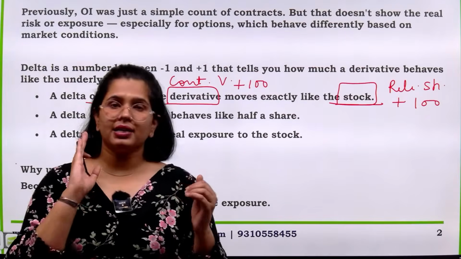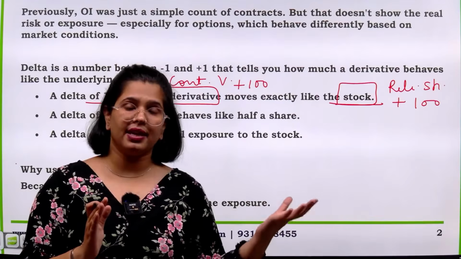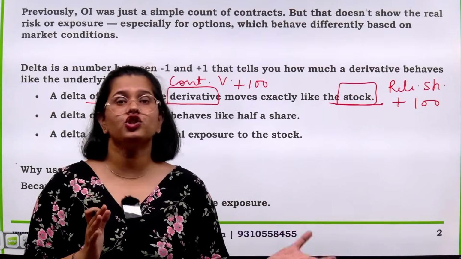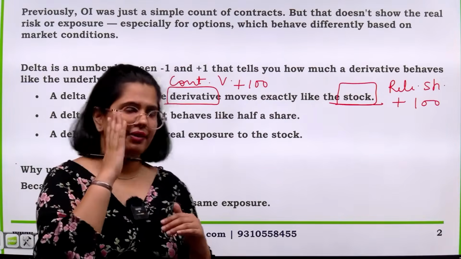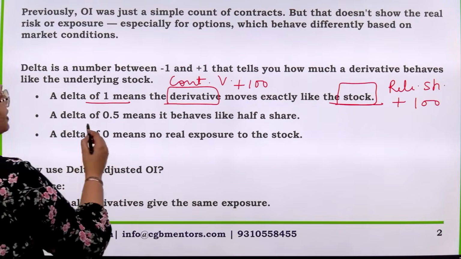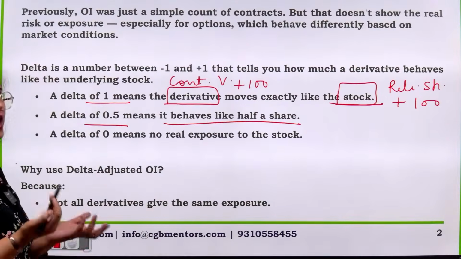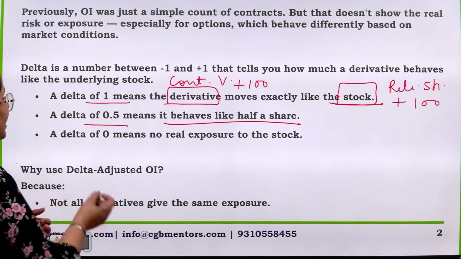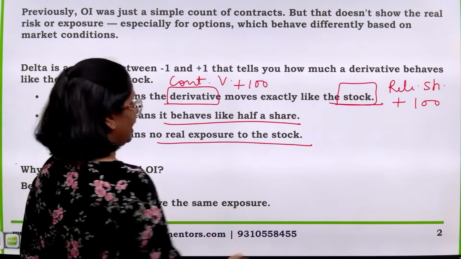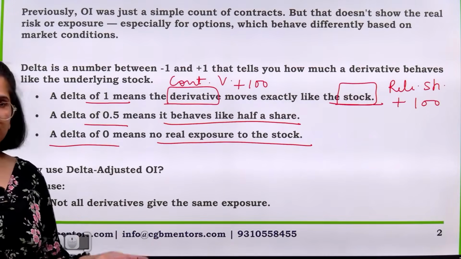Derivative contract is showing similar increase and decrease as the increase and decrease in the stock prices. ठीक है? So the change in the underlying asset is the same change in the derivative. Delta of 0.5 means it is not exactly moving like the share price, right? It's just half of it. And delta of 0 means it is not at all moving as per the stock, right?